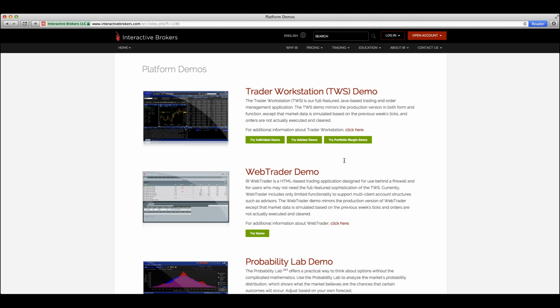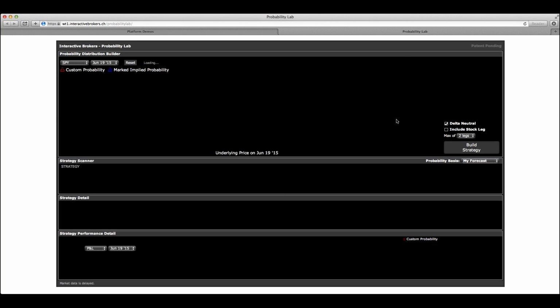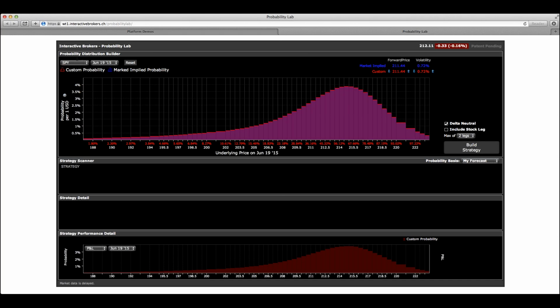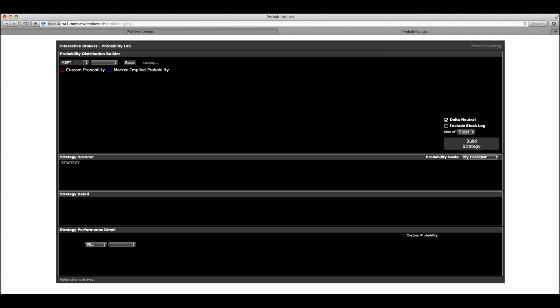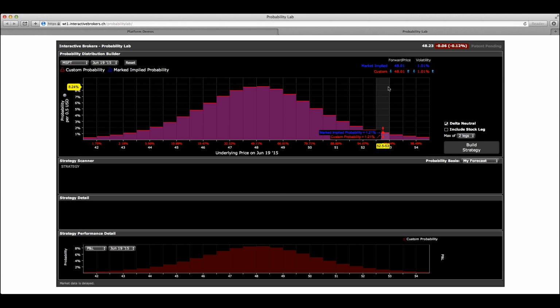So here we are back in the Interactive Brokers website. We have a probability lab demo. So we click on try demo. And you can see here it's automatically populated what's come up. So we just did a trade on Microsoft. We're going to type in MSFT. You pick the expiry that it's gone out to, and it's going to tell us now in a moment what is the probability of Microsoft finishing at certain ranges. So for example, the chances of Microsoft finishing below 46 here is 19%. So in other words, it has an 81% chance of finishing above 46 by the 19th of June.